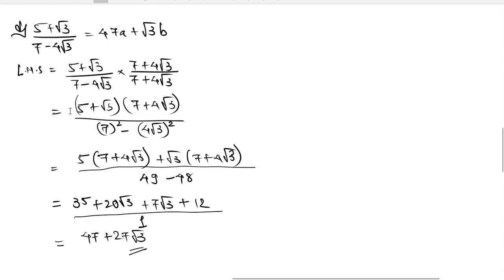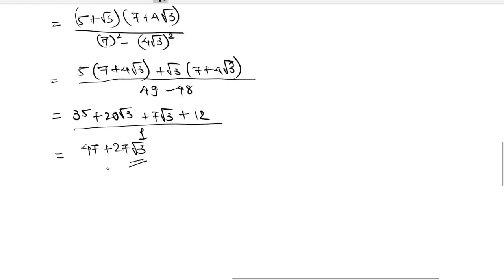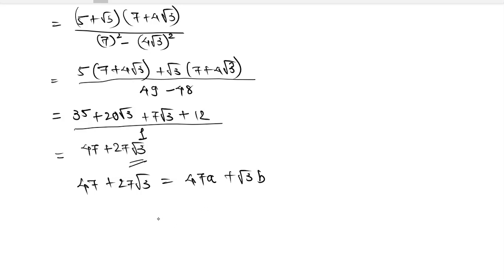So what should be the answer? 47a plus root 3b. If I compare 47 plus 27 root 3 with 47a plus root 3b, can you tell me what is in the place of a? See, the first term is 47 on the left hand side and 47a on the right hand side. They are both equal. So what should be a?